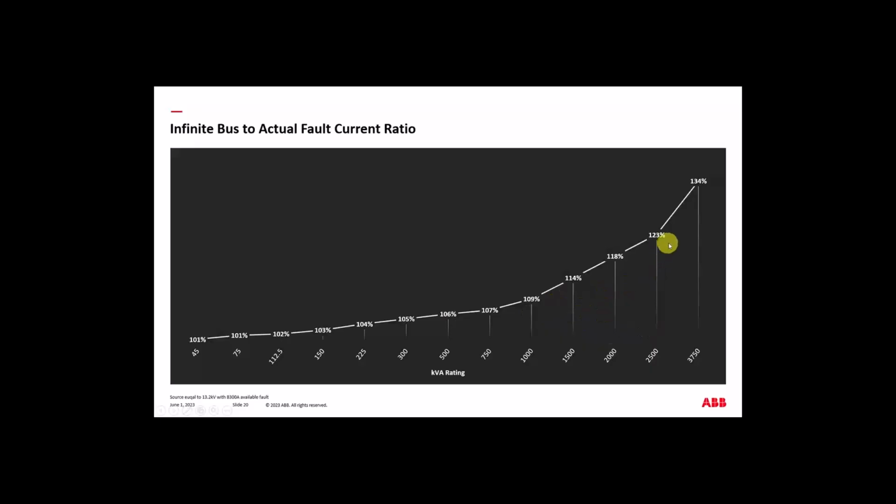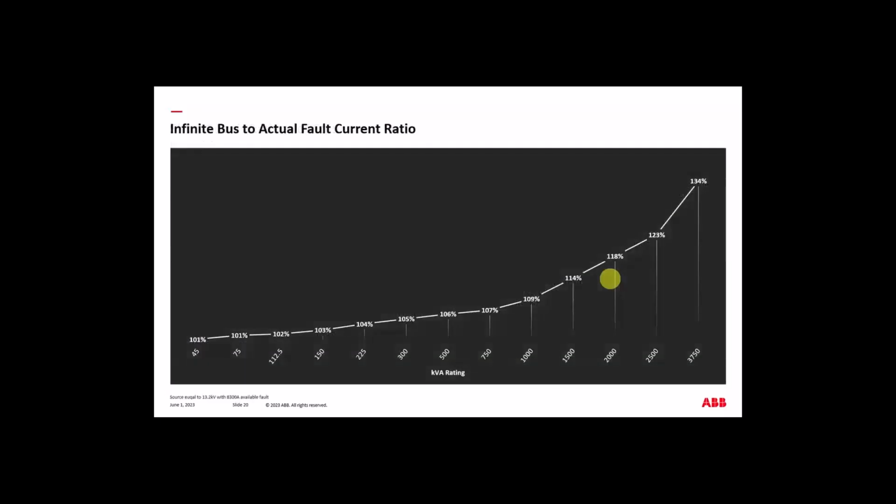For example, at the worst case, the 3750 kVA transformer, your infinite bus result is going to be 134% larger than the answer you'd get assuming a realistic source impedance. So it's kind of an exponential curve. But if you're on that low end of the curve, it really doesn't make much difference. And even on the higher end of the curve, an additional 34% is not going to put you in a different category of kA rating. It may move you up a little bit, but it's not really that much.